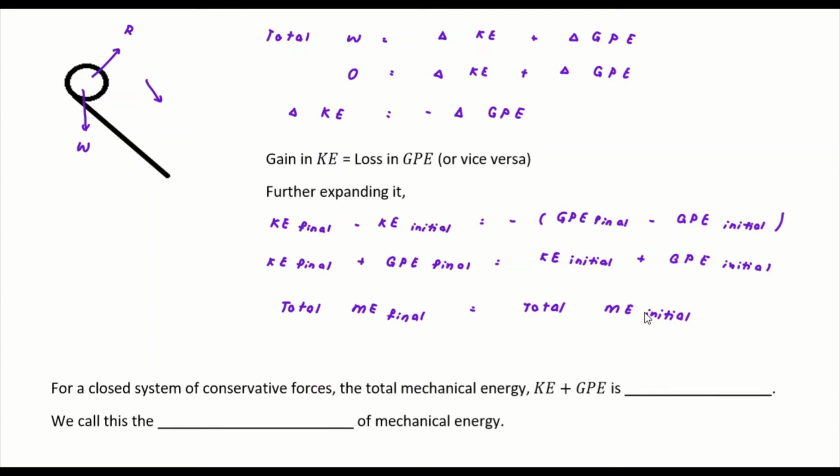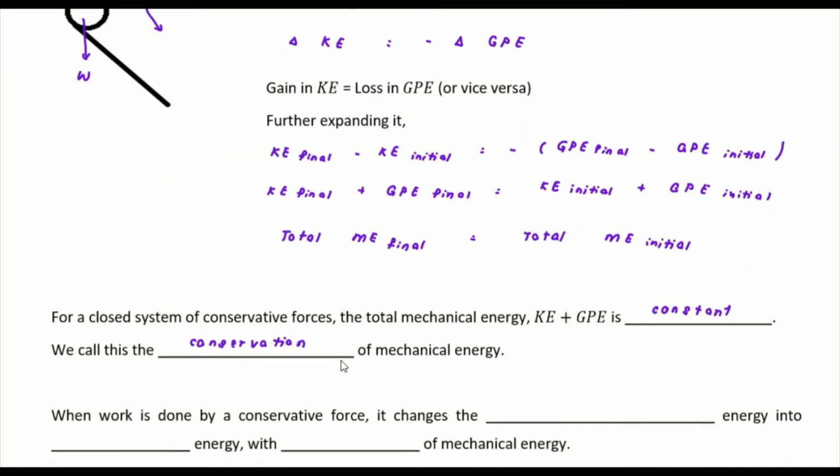So it's not only about the initial and the final; for any point of your position, if the system only consists of conservative force, then all your mechanical energy will be the same throughout the whole movement. So for a closed system of conservative forces, the total mechanical energy, kinetic energy plus gravitational potential energy, is constant. Okay, so the idea is that at any point they should be the same when you add them together. So this idea we call the conservation of mechanical energy.